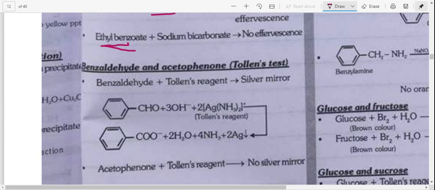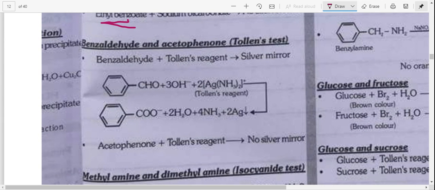Next, for benzaldehyde and acetophenone, by Tollens test, benzaldehyde we know will give a silver mirror. Then acetophenone, when reacted with Tollens reagent, gives no silver mirror.